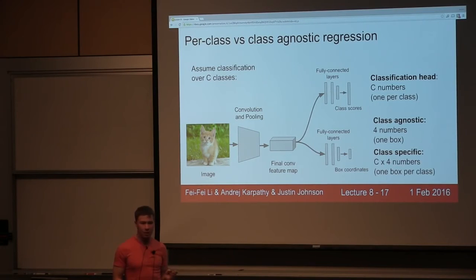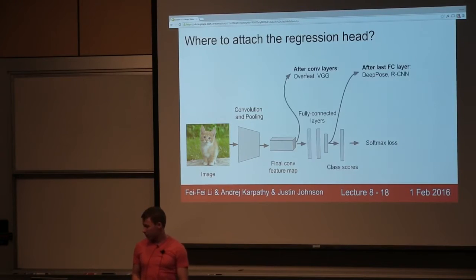But then it's pretty easy. It changes the way you compute loss a little bit. You compute loss only using the ground truth class, the box for the ground truth class. But other than that, it's still basically the same idea.